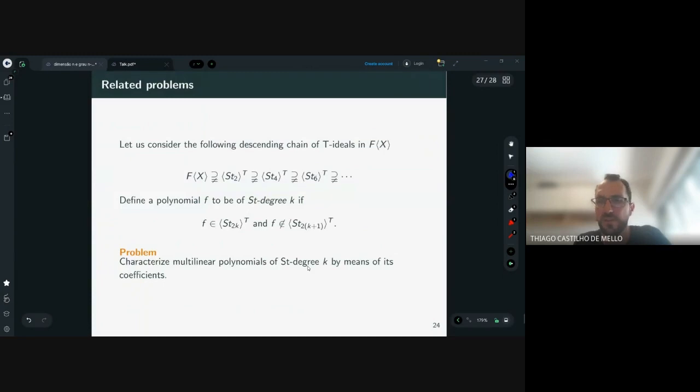Okay. Just to finish here, we mentioned the idea of commutator degree, but we could also consider another chain of ideals. For instance, this is an important chain of ideals here: the chain of the ideals generated by the standard identities. Is it possible, the question I pose here, to characterize the elements which are here, for instance, and are not here in terms of their coefficients? I think this may be really, really difficult.